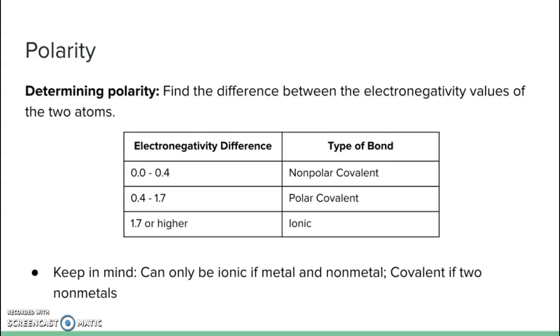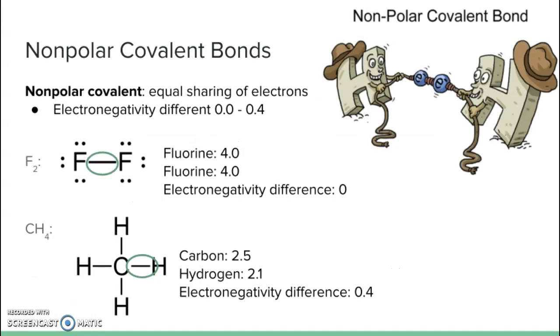At the end of the day, when I'm determining polarity, the essential composition of my atoms matters first. So if I have a metal and a nonmetal, I'm always ionic, okay? If I'm just nonmetals, I'm covalent. And once I determine it's covalent, then I can determine nonpolar and polar, okay? So let's look at this here. We have nonpolar covalent bonds.